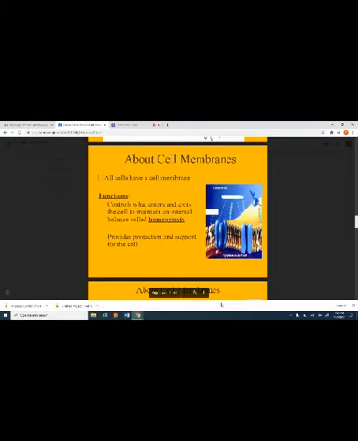Think of it as the skin of the cell. It's going to provide protection and support for the cell, just as your skin is your body's first line of defense for protection and support of your body.